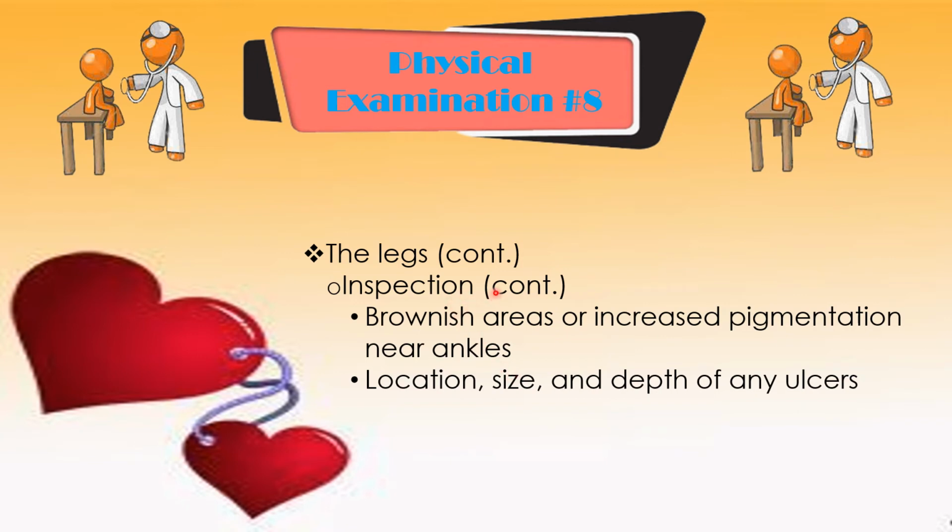Okay, so to continue with the physical examination of the legs, you have to check or note if there are brownish areas or increased pigmentation near the ankles. This could be due to chronic venous insufficiency. So check also for the location, size, and depth of any ulcers that you notice.